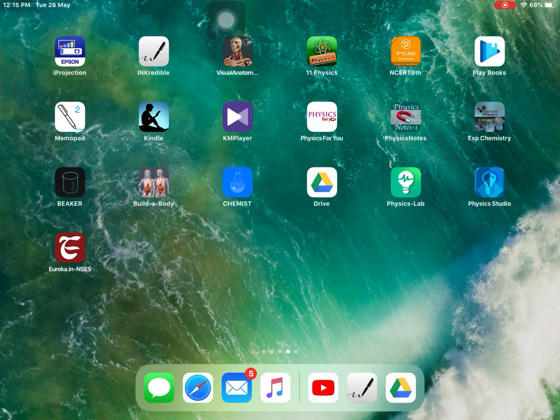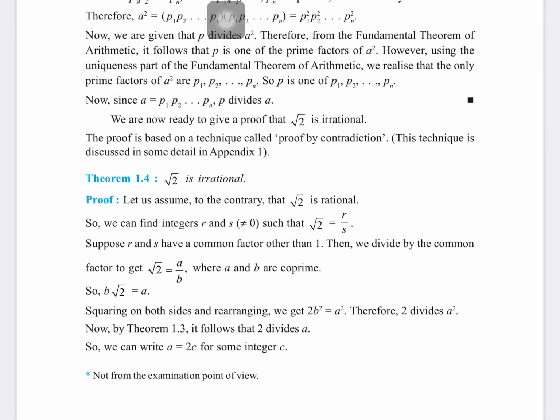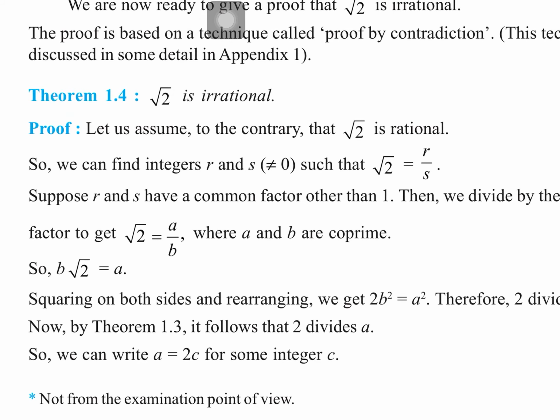Okay, student, today we are going to discuss theorem number 1.4 according to your textbook. Is that clear? This is: root 2 is irrational.